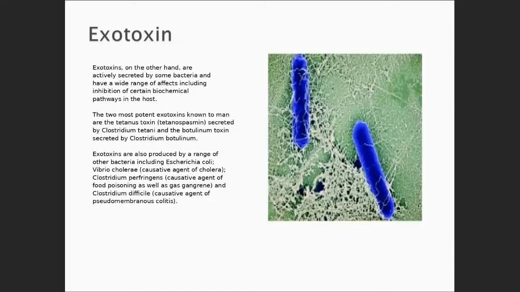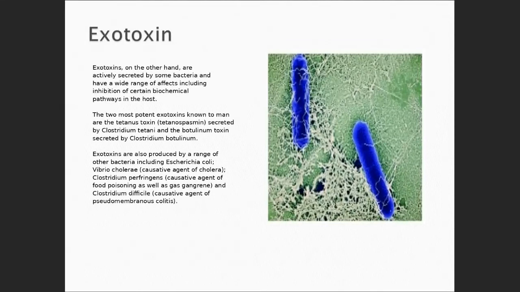So some of them can be cytotoxins that can destroy cells. Some of them can be neurotoxins that will affect the nerves, like botulinum toxin. It paralyzes the nerves. And some of them can be emetic toxins that can cause people to vomit. Are you with me? Okay.